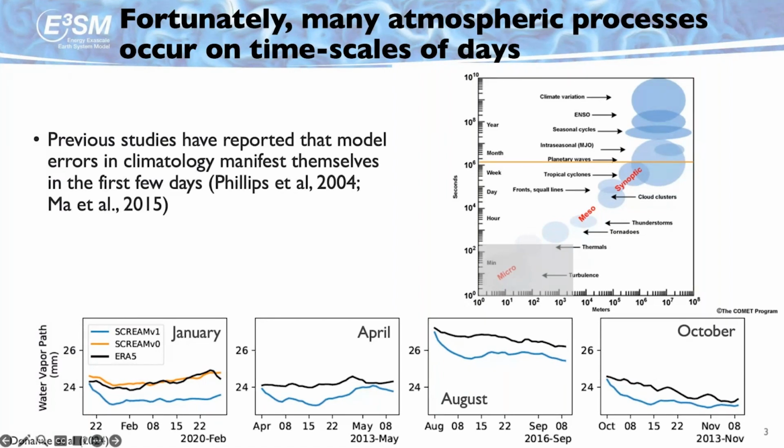What we're looking at on the bottom is the global mean water vapor path. We've found that Scream has a bias of having too dry of an atmosphere. Across our January, April, August, and October simulations, you can see Scream, in the blue line, compared to the reanalysis, in black.